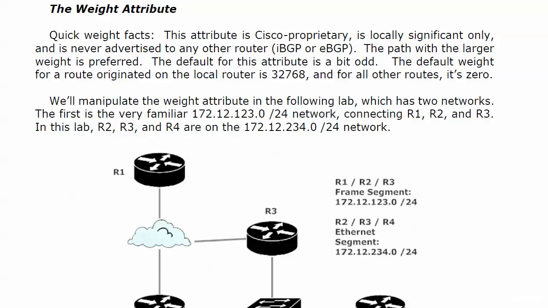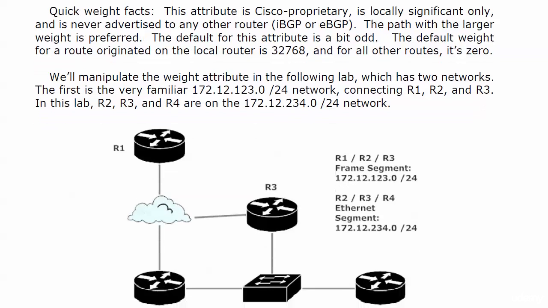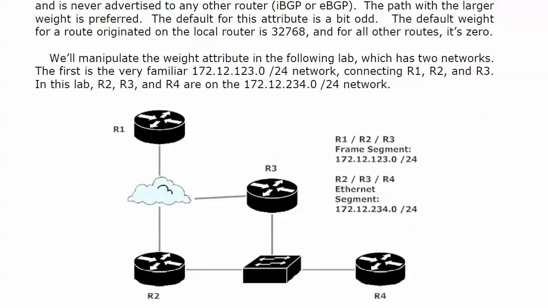The default weight for a route that's originated on the local router is 32,768. For all other routes, it is 0. I kid you not. We're going to see this live in just a moment. And we're going to work with the weight attribute and see if we have any other issues, because you always want to spot the issue as you're going along, which may be why I'm showing you these diagrams as well.